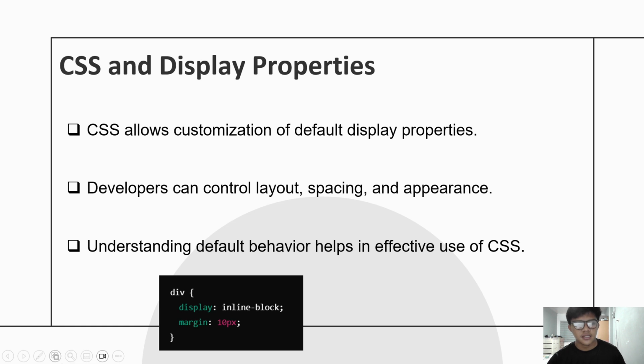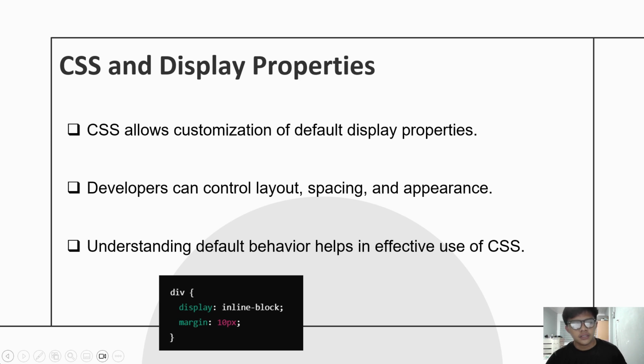Next is CSS and display properties. First is CSS allows customization of default display properties. CSS stands for Cascading Style Sheets. It gives developers control over how elements appear on the web page, allowing for changes to the layout, spacing, and presentation.